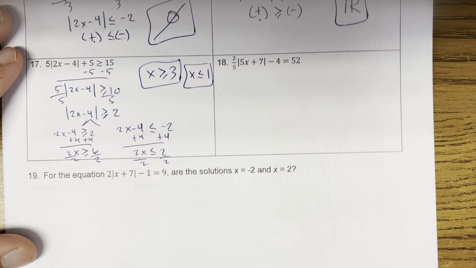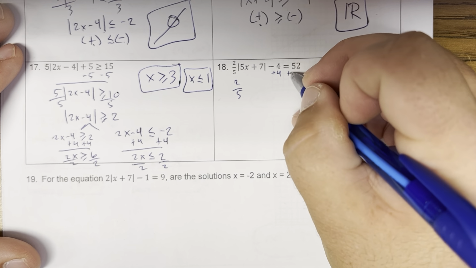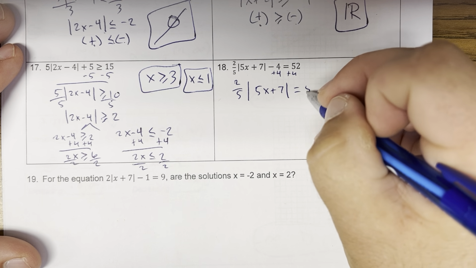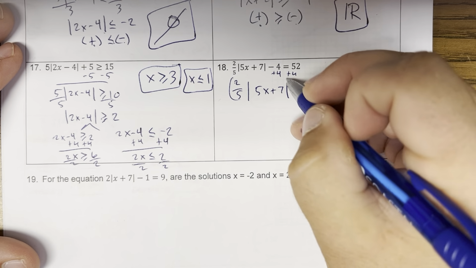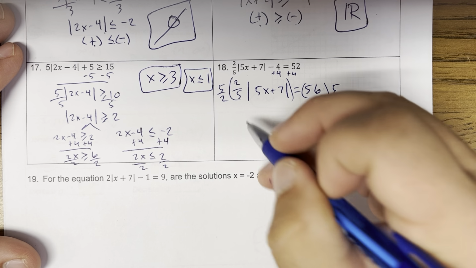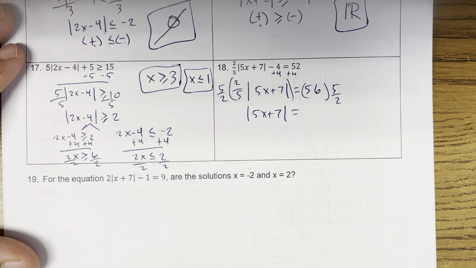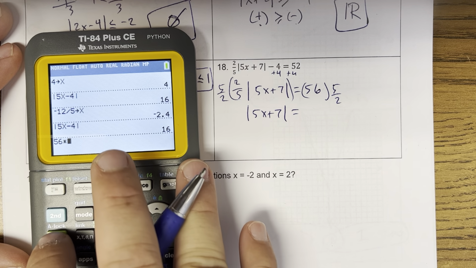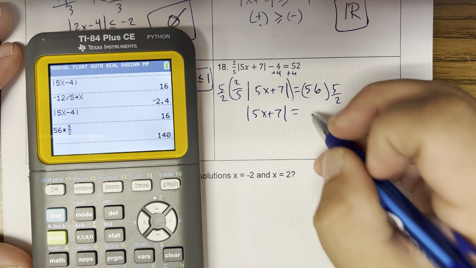And the last one, we're back to equals, and so we'll add 4 over. 5x plus 7 is equal to 56. And then to get rid of this fraction, we'll multiply by the reciprocal, and so we'll multiply by 5 halves. And so 5x plus 7 is equal to, and I'll plug it in my calculator, 56 times 5 over 2, 140.